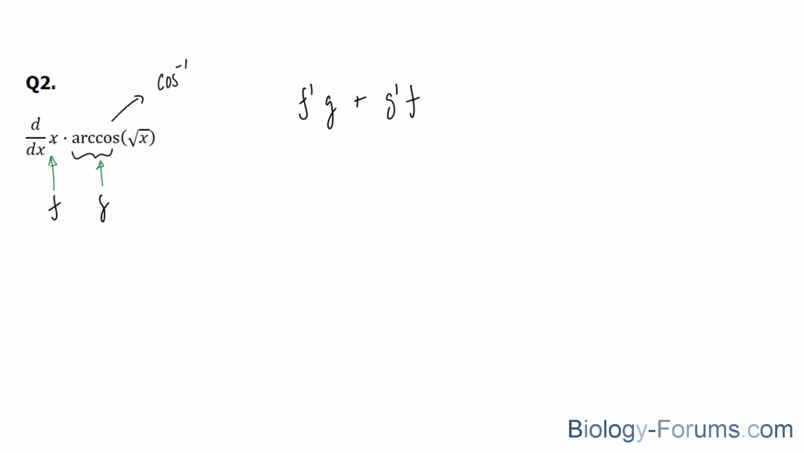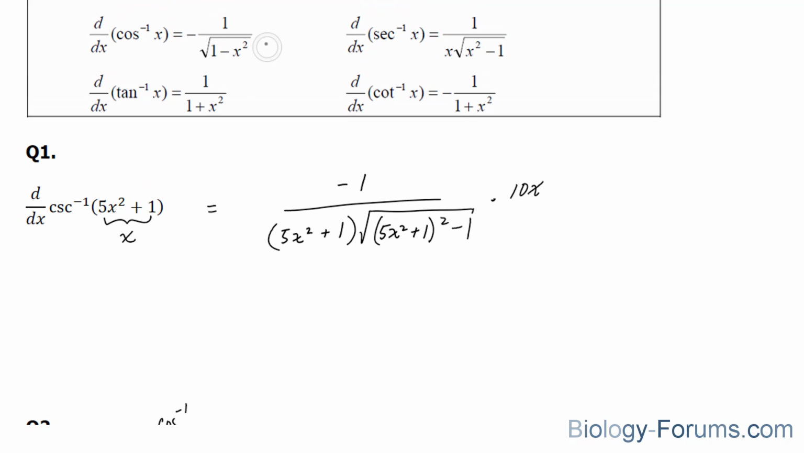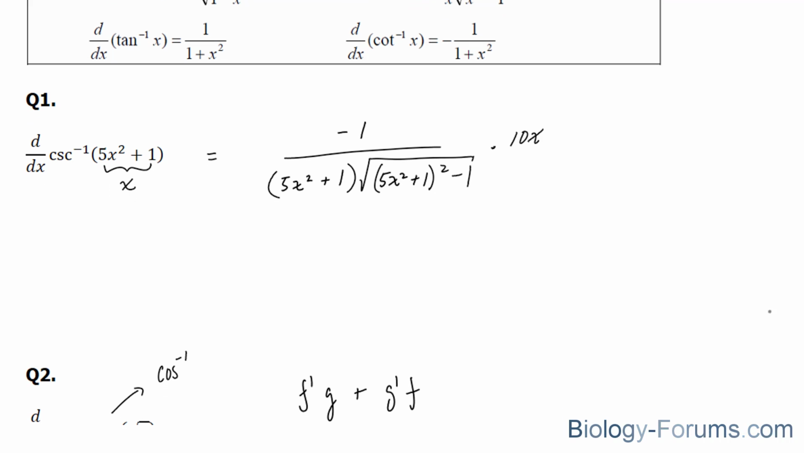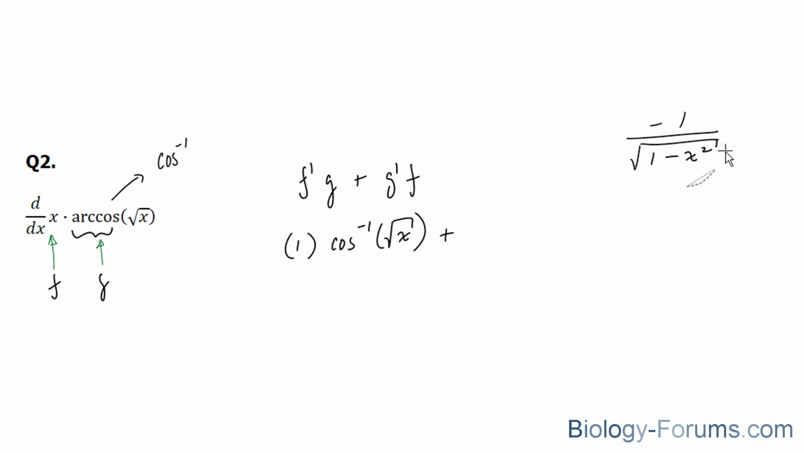So let's follow that. Let's start off by finding the derivative of x. The derivative of x is equal to 1. And we're going to leave arccos the way it is, and feel free to use cosine inverse of the square root of x. Plus, now this time we need to find the derivative of arc cosine. And we're going to go up and use this right here. So let's try to memorize that quickly. Negative 1 over the square root of 1 minus x squared. All right. So let's bring that down here.